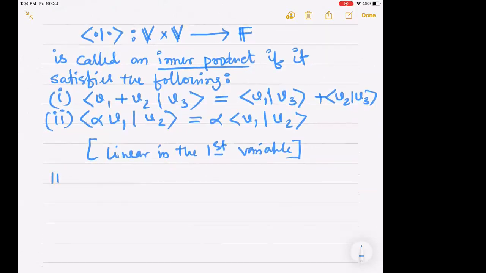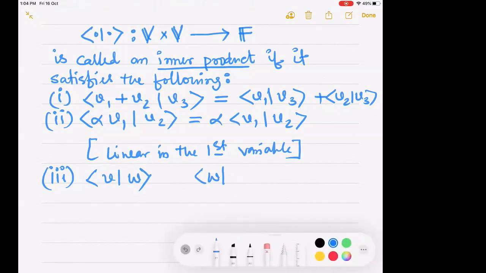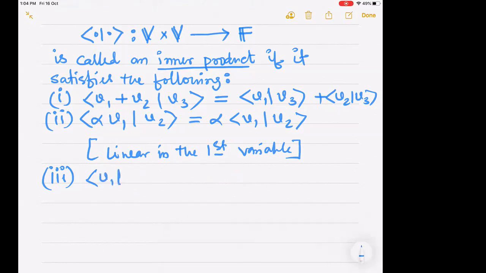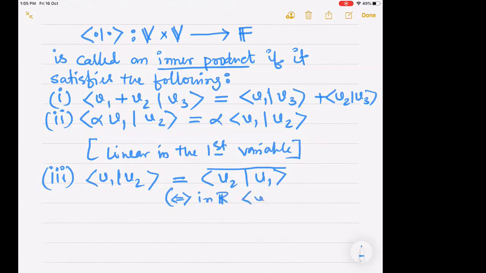Okay, now number three. If I have v and w, and I have w and v, I change the order. Sorry, let me use v1, v2 again, because I've been using v1 and v2. So v1, v2 and v2, v1. I've just interchanged the order of the two variables. I have made the second variable the first. Then how are they related? They are related through this complex conjugation. So it's not exactly symmetric, but it's conjugate symmetric over complex numbers. Notice that over real numbers, this turns out to be V1, V2 is equal to V2, V1, which means it indeed is symmetric.